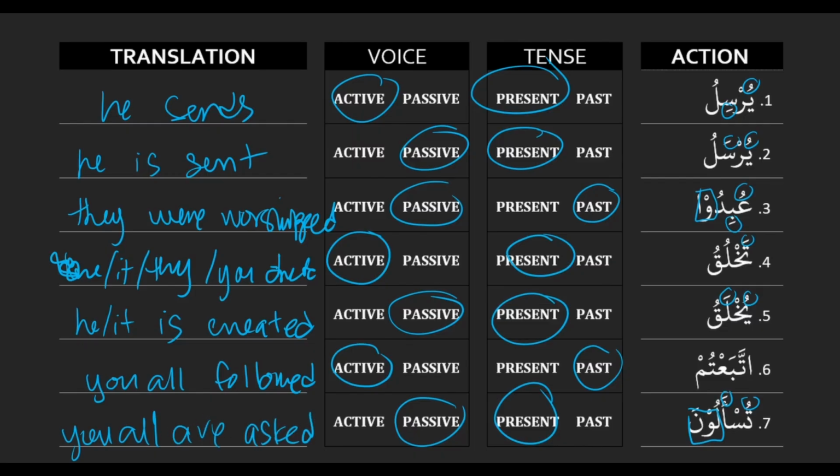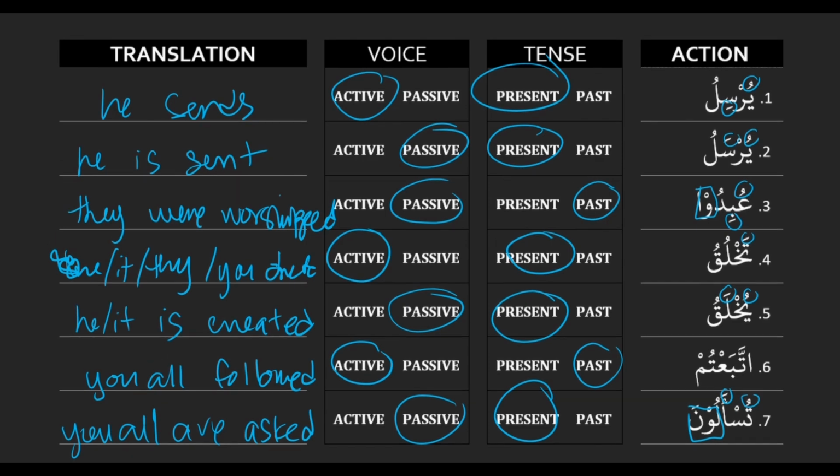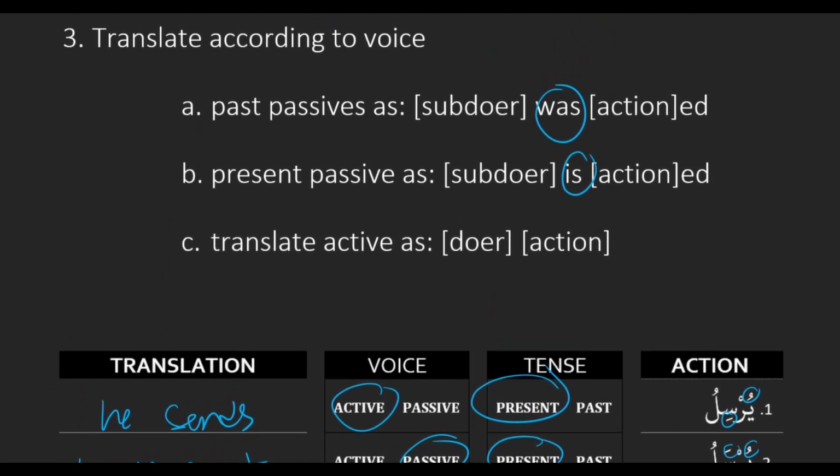Good. So recap of our process. Start by looking for tense, and then look for the passive sounds, which is u-i on past, u-a on present. Okay. And then once we know our voice and our tense, we can translate. How do you translate a past passive? Subdoer was actioned. And then present passive: subdoer is actioned. And then just a normal active action: doer actions, like we've always been doing. Good.